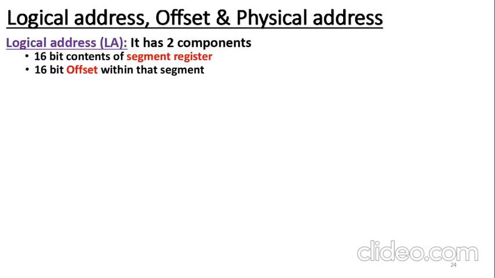First of all, logical address. Logical address is always in 2 components. One is the 16-bit contents of the segment register, which identifies which type of segment is in access. And the second component is the 16-bit offset within that particular segment. It means that a logical address has two components, each of 16 bits: a 16-bit segment identifier and a 16-bit corresponding offset.